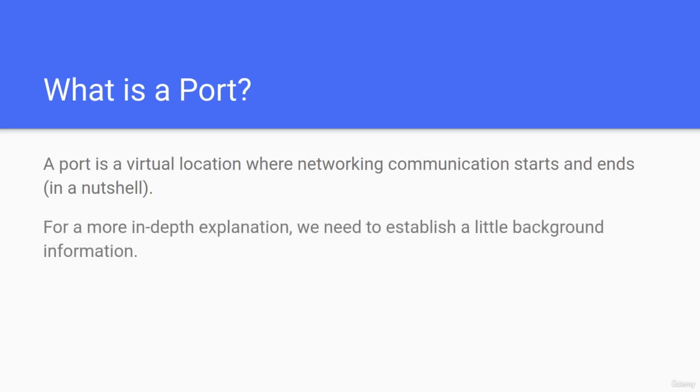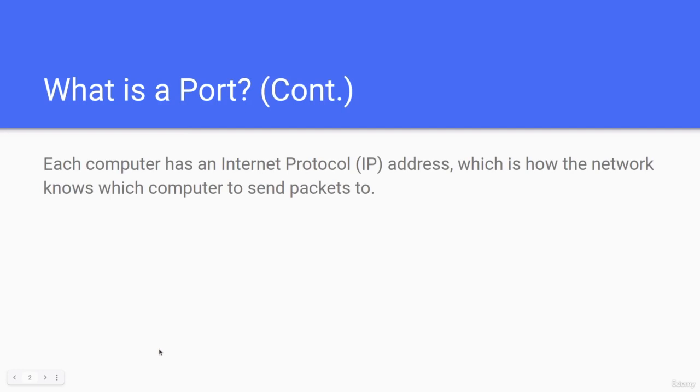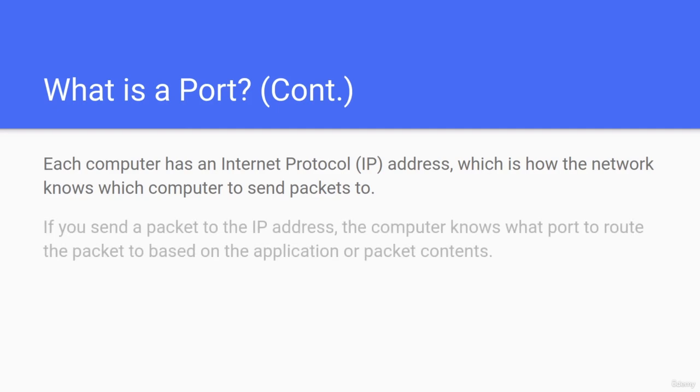Okay, so for a more in-depth explanation, we need to establish a little background information. There are two kinds of network ports on each computer, 65,536 of each, for a total of 131,072 network ports. These are considered as TCP and UDP. Each computer has an internet protocol address, the IP address, which is how the network knows which computer to send packets to. So if you send a packet to the IP address, the computer knows what port to route the packet to based on the application or packet contents.